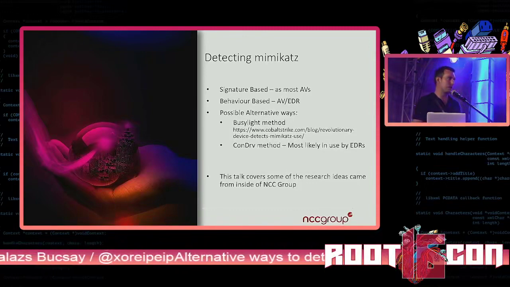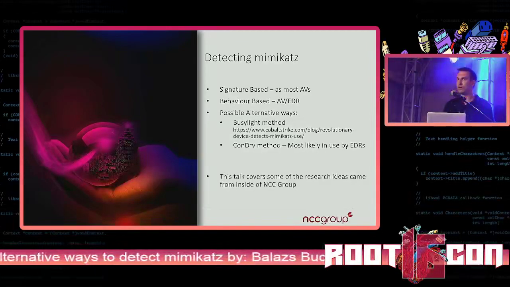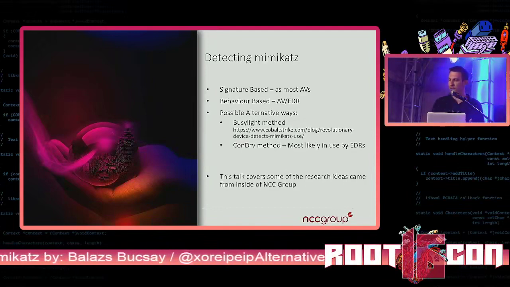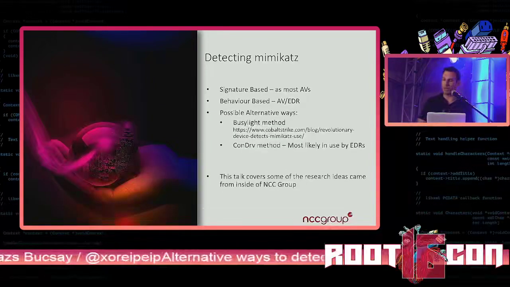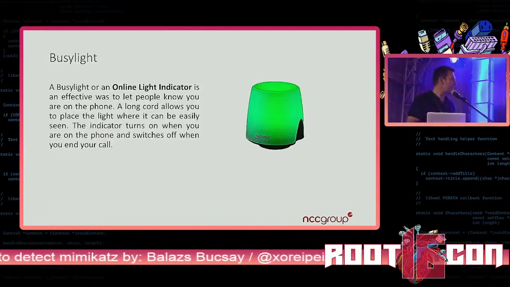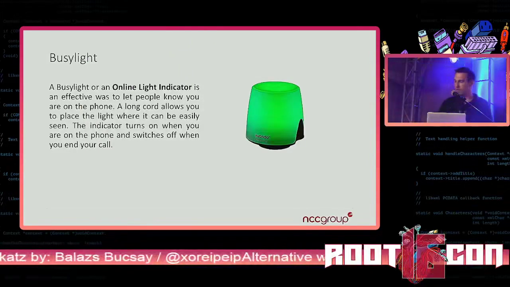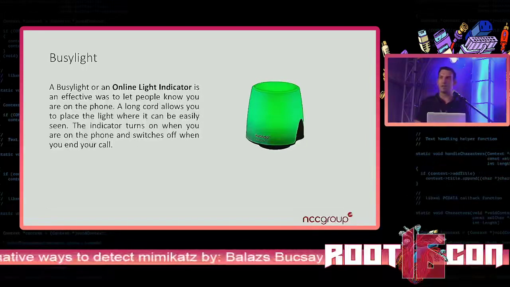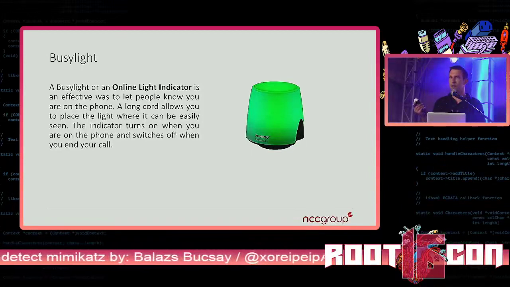If you go on that website, which is linked on this slide, there is the URL, then you will find a video where the guy explains that if you have a busy light just like this or similar, then you can detect mimikatz with that. I'm going to show you how. So let's cover that first. So what's busy light? Busy light is a USB device, an HID device that you can connect to your computer over USB, and you can flash it in different colors, or you can show different solid lights with this.